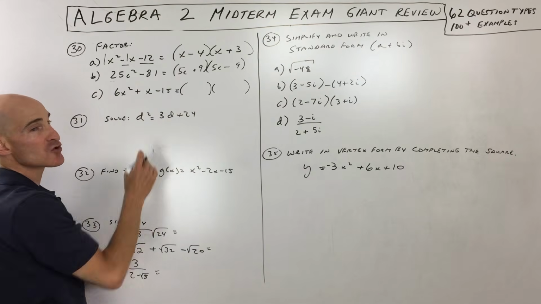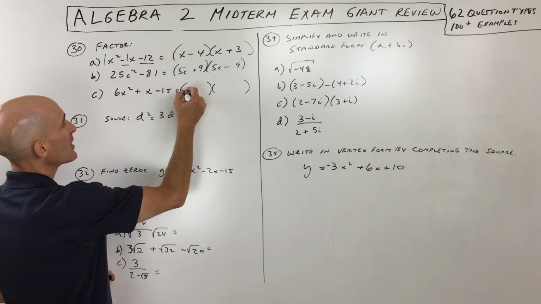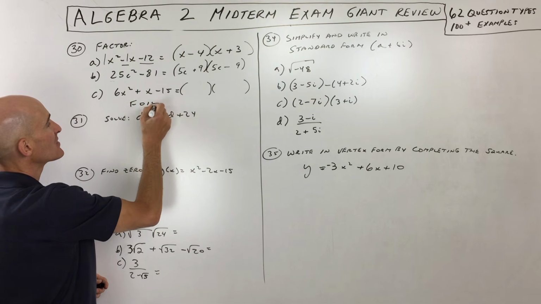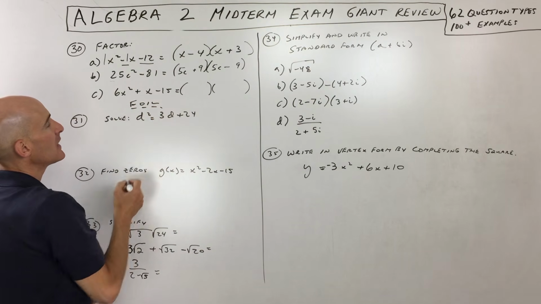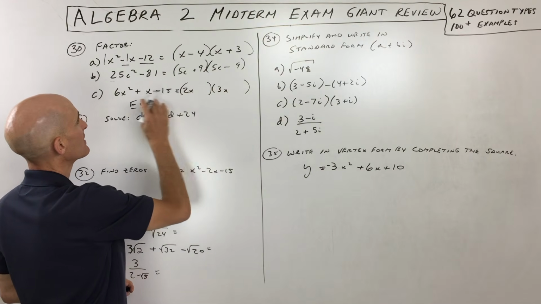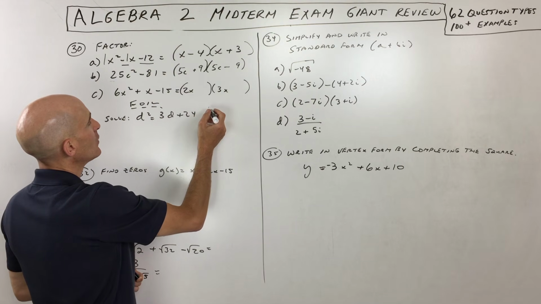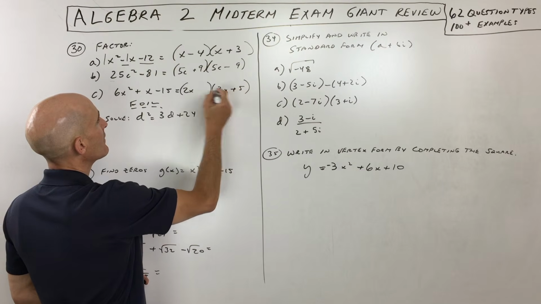Now for this one, we can use the trial and error method, or we can do splitting the middle term and factoring by grouping. I'm just going to go ahead and use the guess and check method, the trial and error method, and do the FOIL backwards. So I'm going to say, maybe 2x and 3x. That gives us 6x squared. And what two numbers multiply to negative 15? Well, let's see, positive 5 and negative 3.